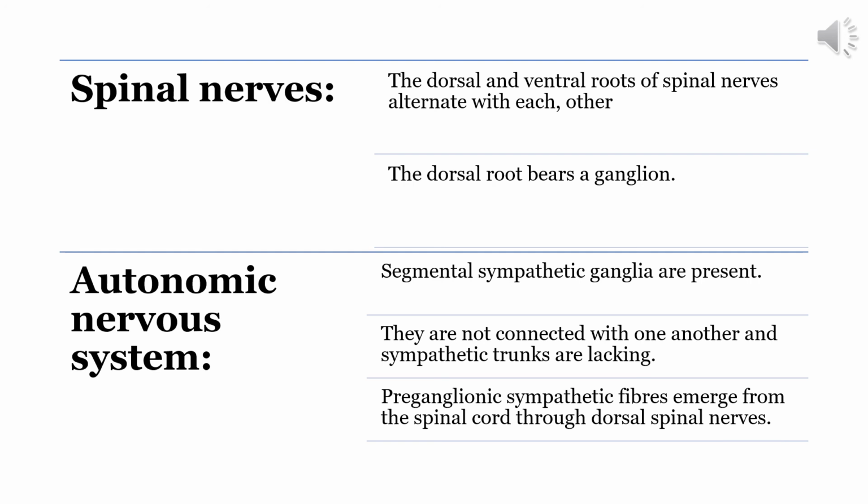Then the autonomic nervous system. The autonomic nervous system has segmental sympathetic ganglia. They are not connected with one another and the sympathetic trunk is lacking here. Preganglionic sympathetic fibers emerge from the spinal cord through the dorsal spinal nerves. So this was all about the nervous system of Petromyzon.